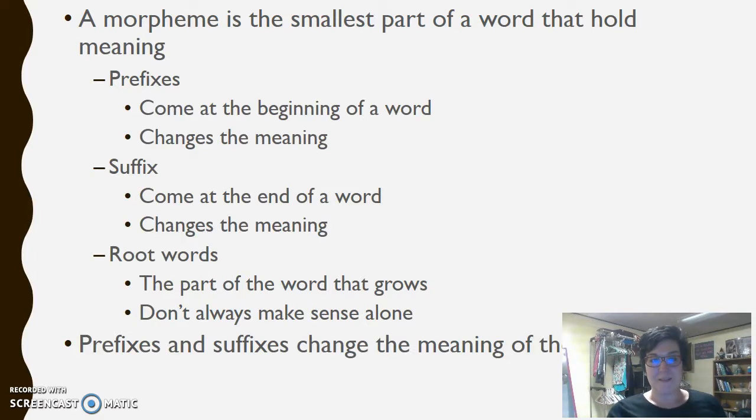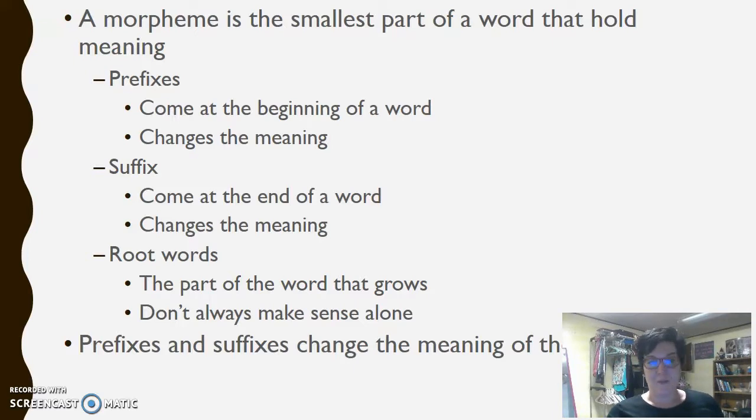There's prefixes. They come before words and they change the meaning of words. That would be prefixes like un, re. There's also suffixes that come at the end of the word, so like ing or ed, they also change the meaning of the words. And then there's root words, which is the part of the word that grows. And root words don't always make sense alone. Both prefixes and suffixes change the meaning of the word.